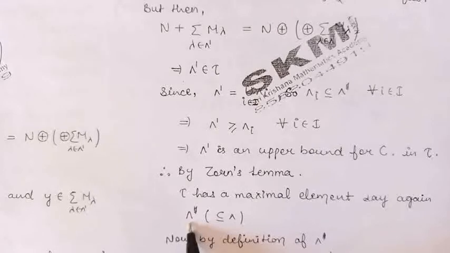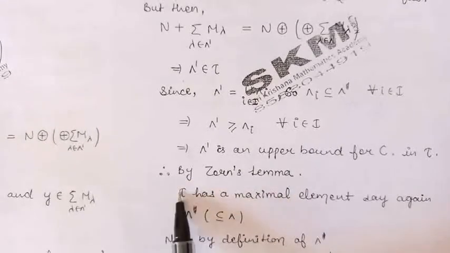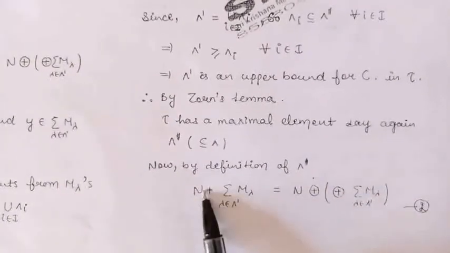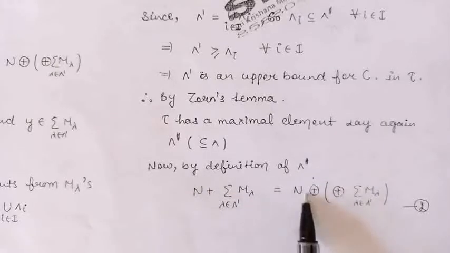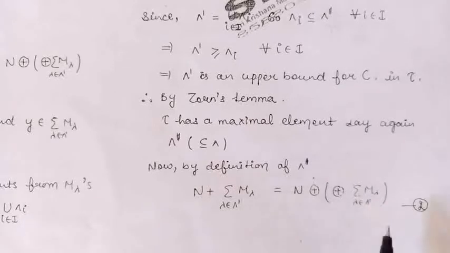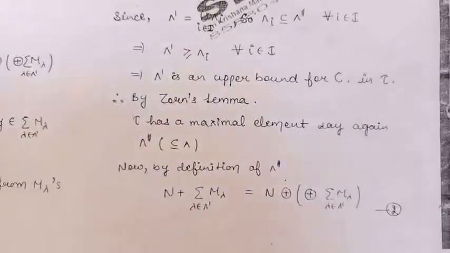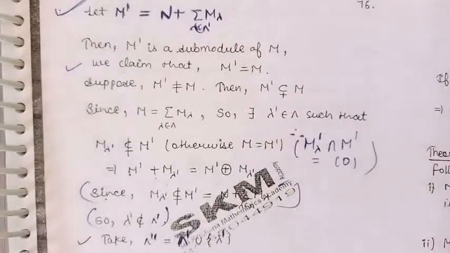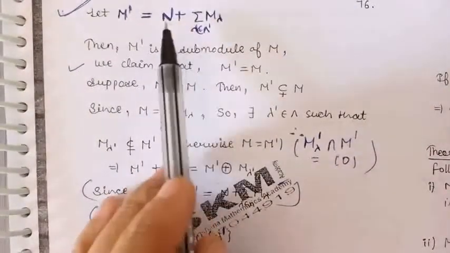Now by definition, this family has all those subsets of Λ for which the linear sum of N with summation M_λ is equal to N direct sum summation M_λ. Here λ belongs to the set Λ'. Now let us turn towards our main result. We are to prove that N, the sum of N with summation M_λ, is equal to M. To prove this, let us denote this sum by M'.